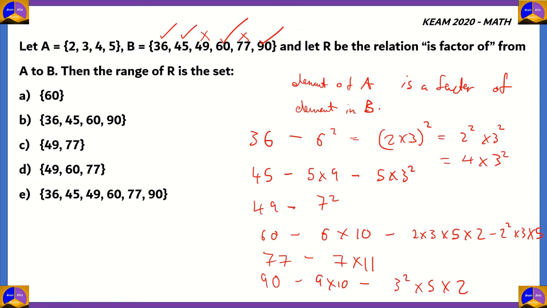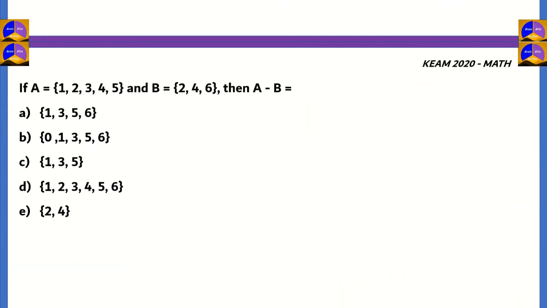So therefore, the terms that belong are 36, 45, 60, and 90. If you look at our options, you can see that option B, 36, 45, 60, 90, is the correct set that represents the range of the relation R. So therefore, option B is the correct option.